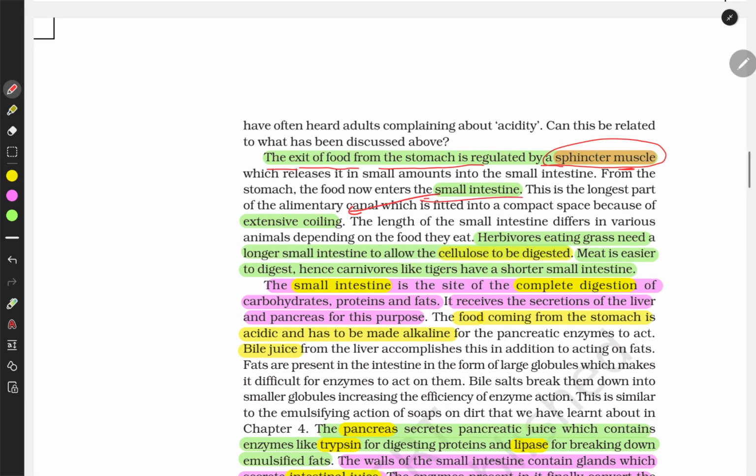And what happens in the small intestine? The small intestine is extensively coiled, circular this way. In herbivores, about the length of the small intestine, animals eating grass need a longer intestine to allow the cellulose to get digested. We just discussed that above. The plant makes glucose, and if it is not used immediately, it is then stored as cellulose.